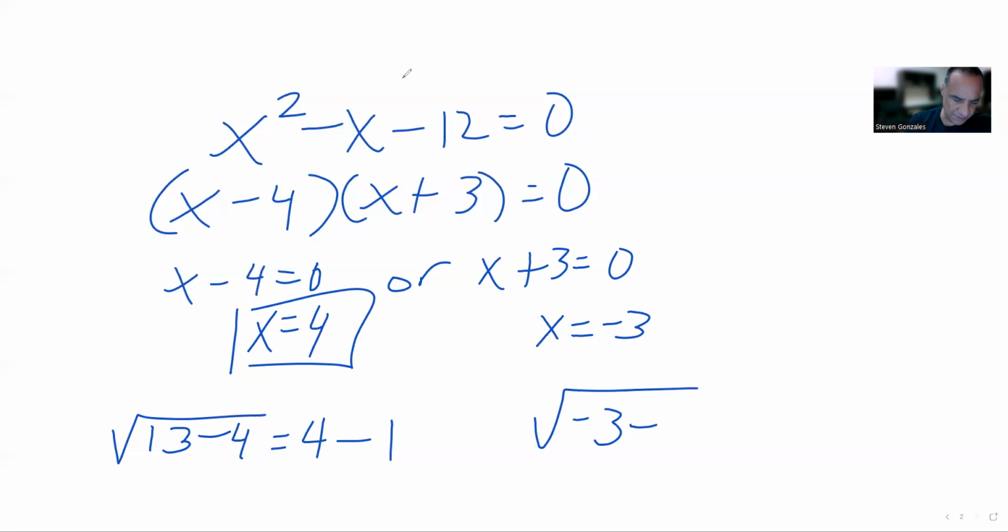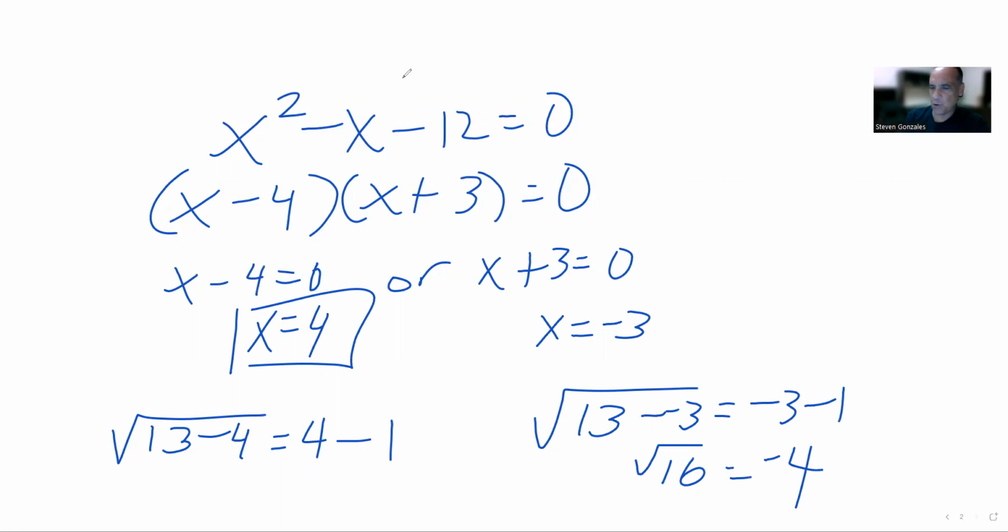that's going to have some problems because this will be 13 minus negative 3, which is 16. The other side is going to be negative 3 minus 1. The square root expression cannot be negative, so this cannot be an answer. So that's why you have to check your answers carefully on any square root equation, especially the ones involving square roots. Cube roots aren't as big of a deal.